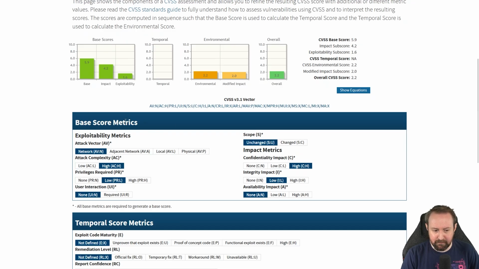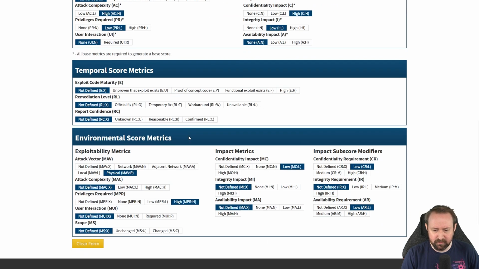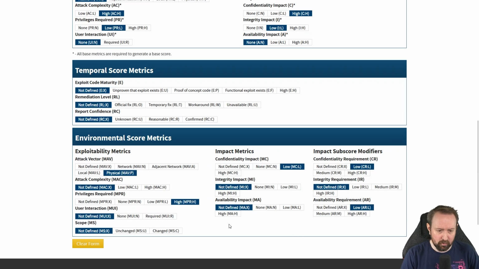Always have a base score. You can adjust temporally over time, right? You can adjust these ones, and then the consumer, the ultimate person who's going to have to deal with these vulnerabilities, can add some environmental scores to give a little more context.